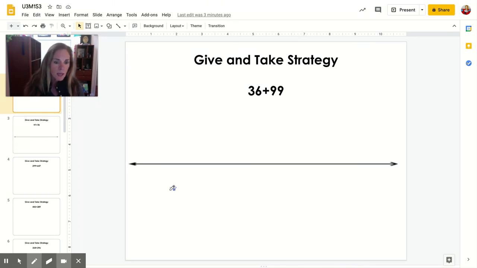So instead of having 36 plus 99, you would rather have 35 plus 99 plus 1, right? So you've taken 1 from the 36 and given it to the 99, so that now instead of 36 plus 99, you have 35 plus 100. And that feels a lot easier. So let's show that on the number line.